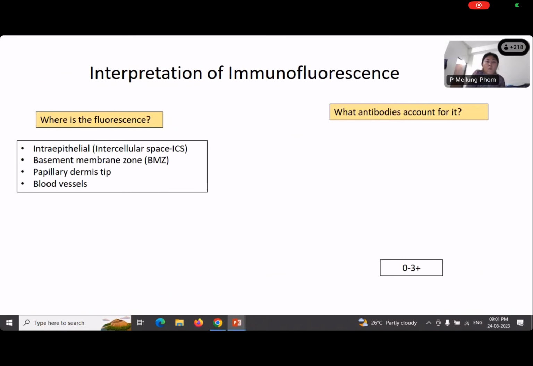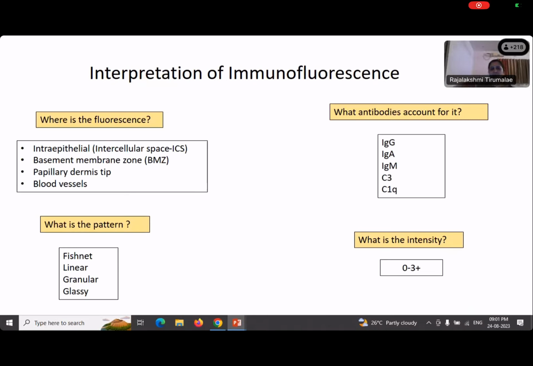We'll talk a little bit about immunofluorescence in this context for bullous lesions. It is good to do DIF if you have the facility. It is not necessary that you must do it in all cases. But because this is a teaching hospital, even in classical cases we do get fluorescence. In practice, it is not necessary in every case. Whenever we interpret DIF, there are 4 questions that we ask ourselves. Where is the fluorescence? What is the pattern? What antibodies account for it?